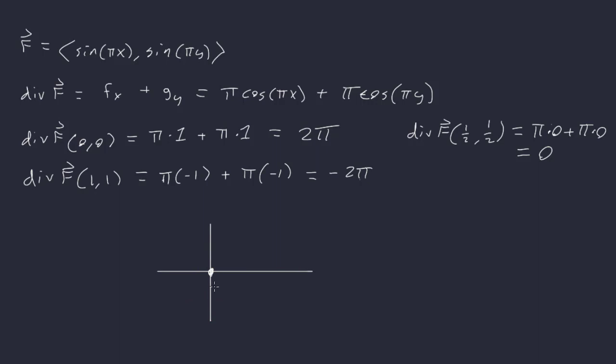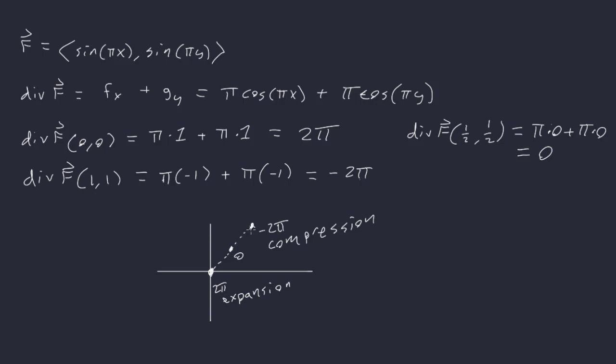Okay, so if we were to think about this on a graph, at 0, 0 the divergence is 2 pi, that's expansion. At 1/2, 1/2, we get 0, which is source free, nothing's happening. And then at the point 1, 1, we get negative 2 pi, which is compression.